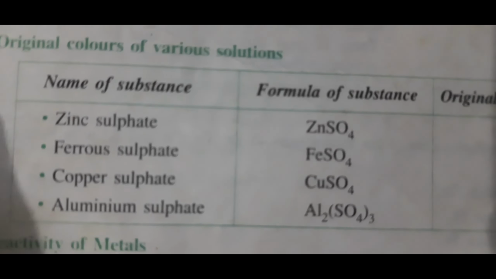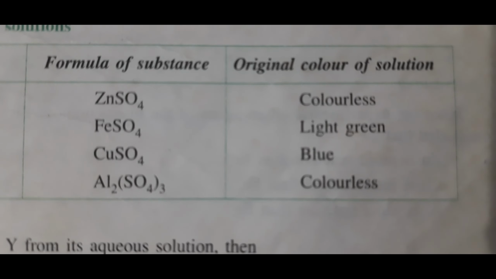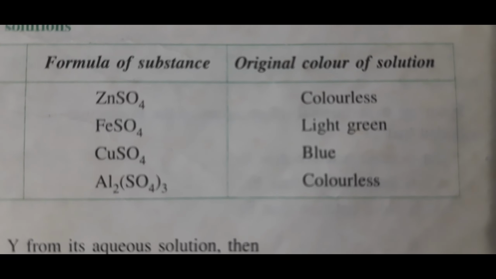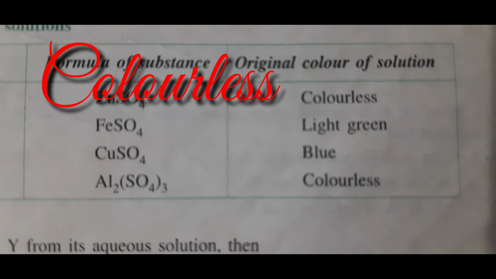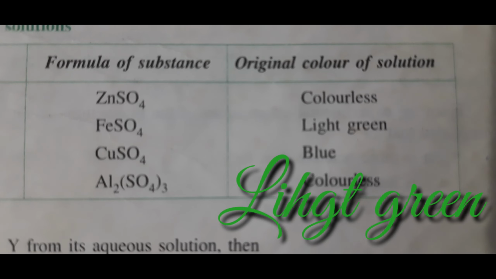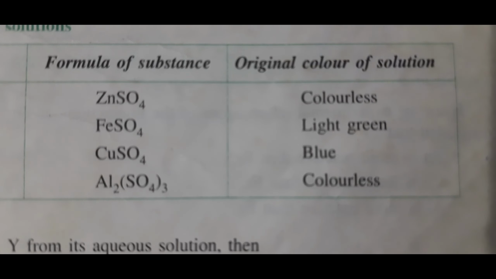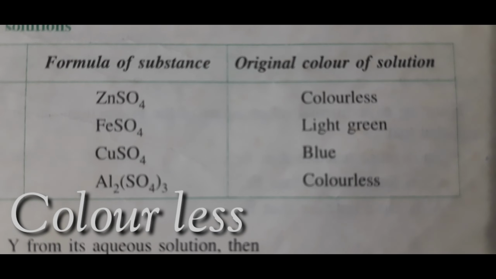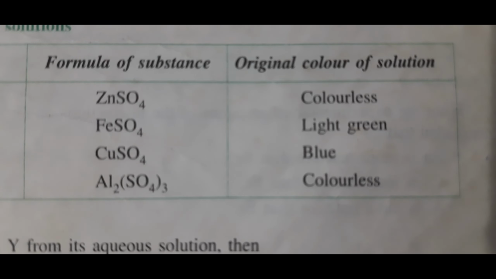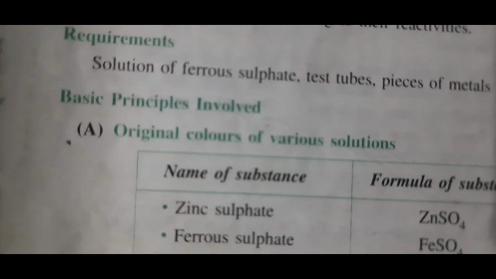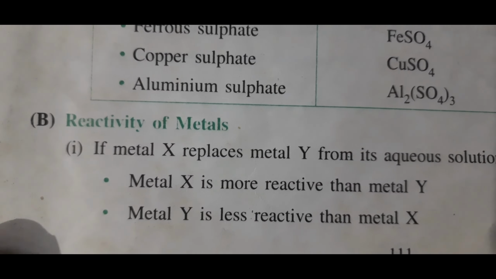Now, what are the original colors of these solutions? Zinc sulfate is colorless. Iron sulfate, light green. Copper sulfate, blue. Aluminium sulfate, colorless. So the first one and the last one are colorless, and in the middle light green and blue. Okay, this is A.